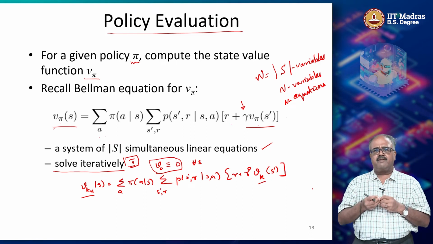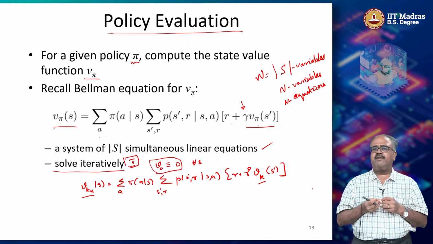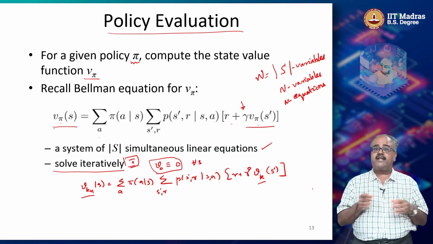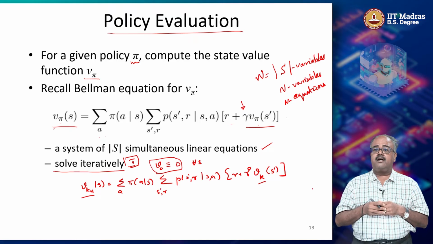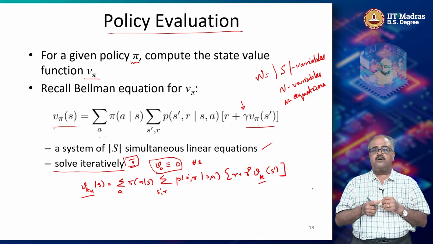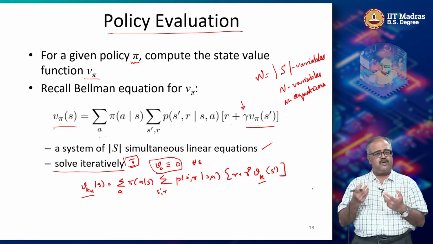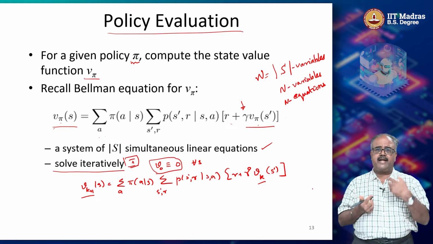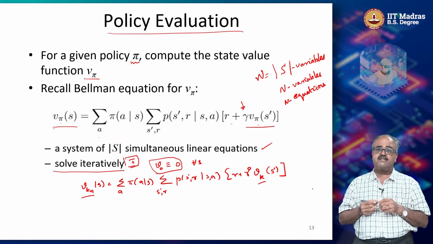There could be some very small, say 10 power minus 3, difference between vk and vk plus 1. At that point I can stop my iteration and declare that this is my v pi. Okay. So you could think it's a little wasteful. Why am I doing this iterative process? I have a neat system of linear equations, I can just solve it.